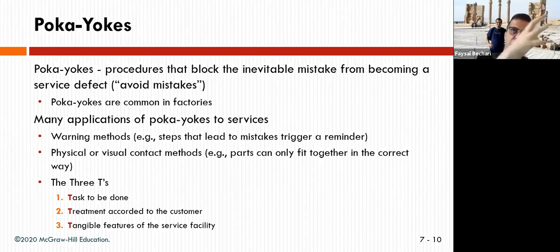There is something saying if things are happening up to this level, some mistake is going to happen. It's like benchmarking. It could be a physical or visual contact method. So the three ways of doing it, without going into details, is called the 3T: task to be done, treatment accorded to the customer, and tangible features of the services. These are the 3Ts of Poka-yoke.